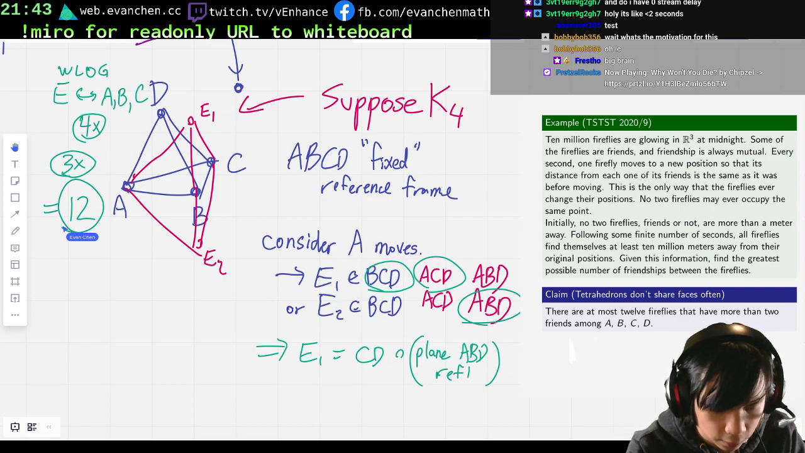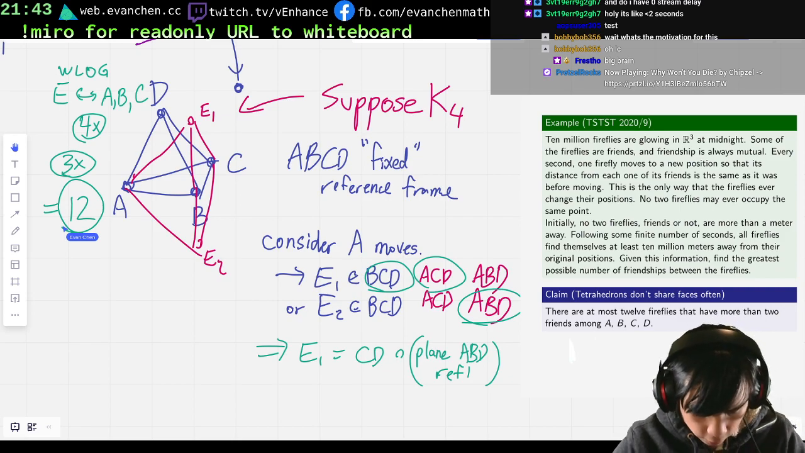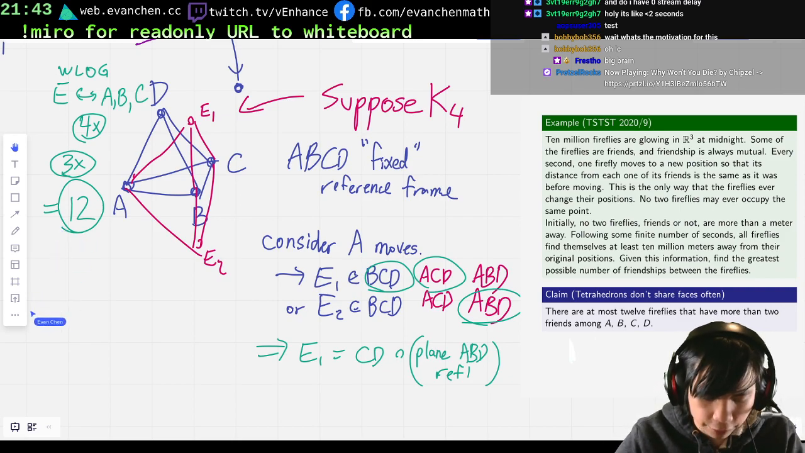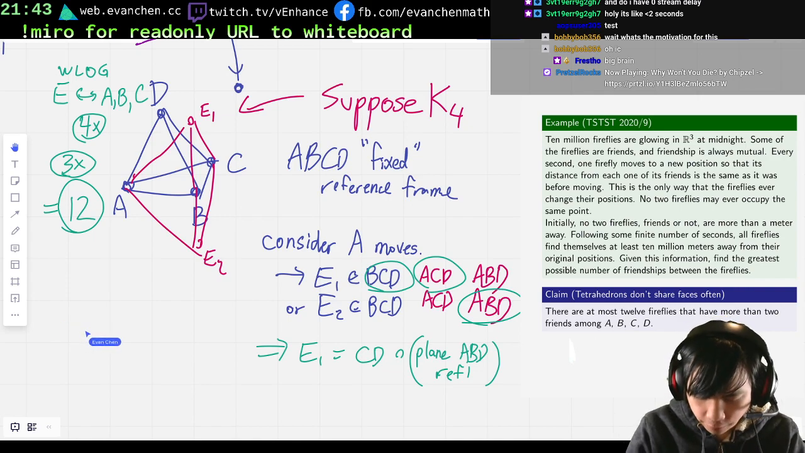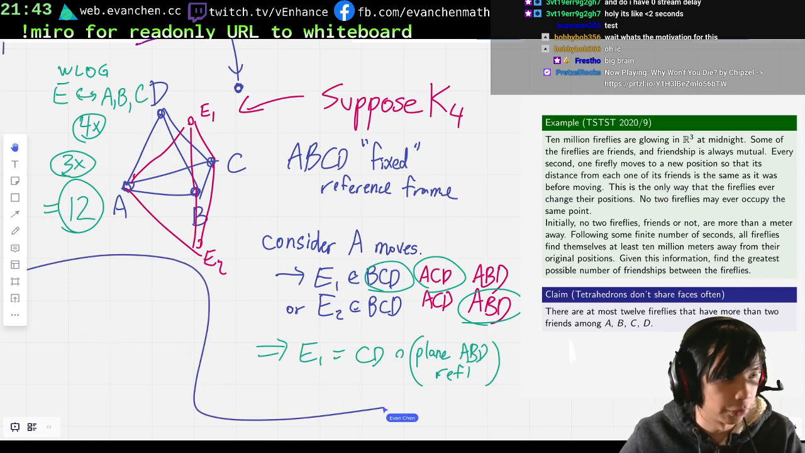Great. So now all I have to do is do the finishing. Once I have this claim that says that tetrahedrons don't share faces often, the rest is just bounding.